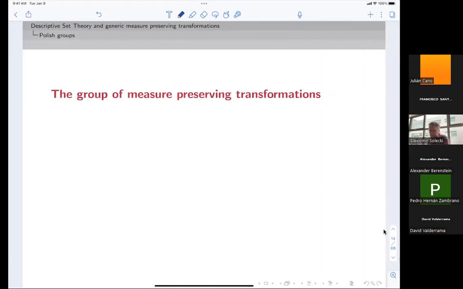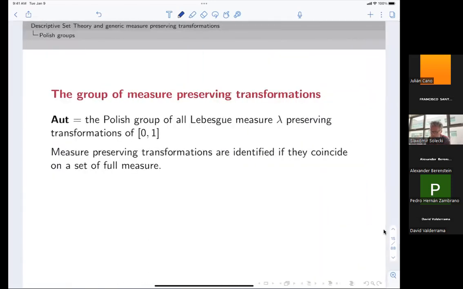And now the most important groups. I mentioned I will talk about Polish groups. The basic example for me will be the group of measure preserving transformations. I will denote this group by Aut. What am I looking at? I will look at the interval [0,1] with Lebesgue measure, and I will look at all transformations, or bijections, of the interval [0,1] that preserve the Lebesgue measure.